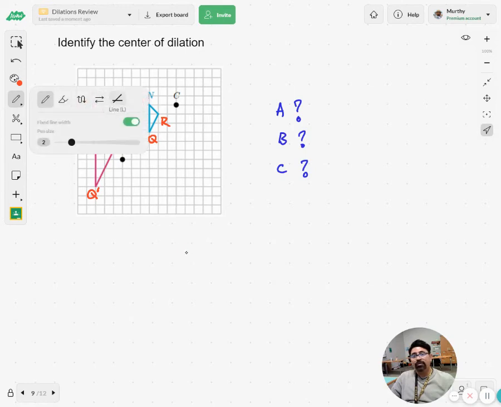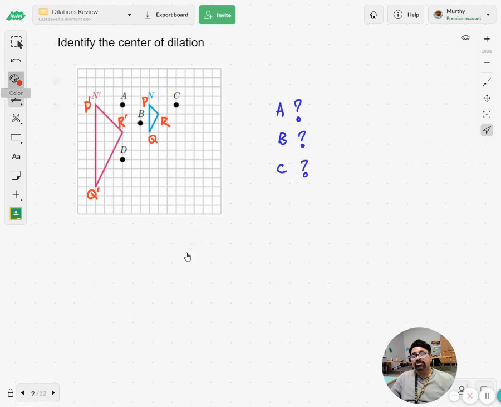Now let me take a straight edge and join P prime and P, and extend further, then Q prime and Q, and extend further, R prime and point R, and extend further. I see that these all are passing through point C. So the center of dilation is point C.